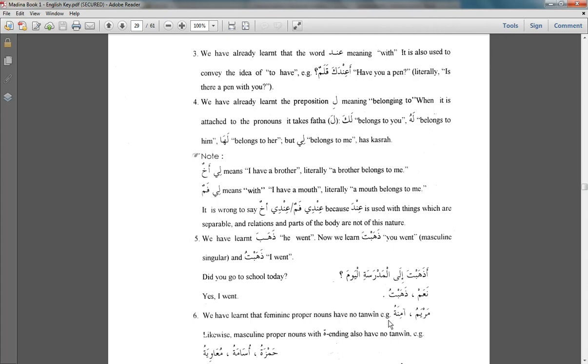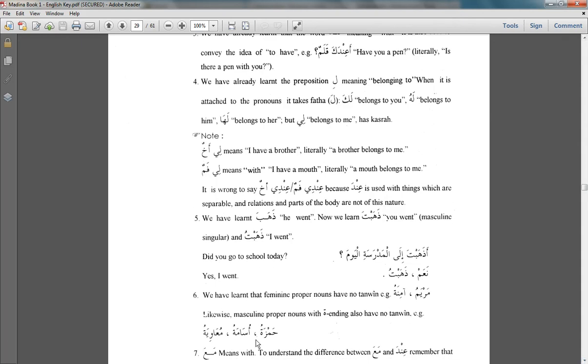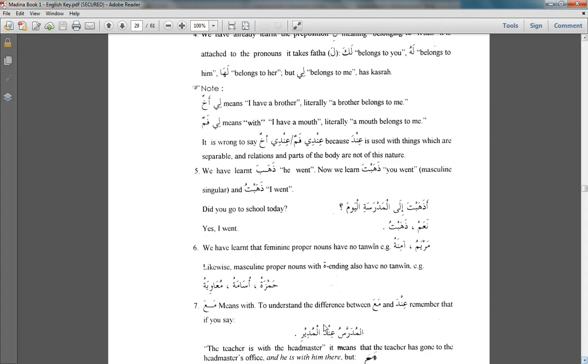We have learned that feminine proper nouns have no tanween, like Maryamu, Aminatu. Likewise, masculine proper nouns with a ta ending also have no tanween. For example, Hamzatu, Usamatu, Muawiyatu. You see that it has a ta marbuta at the end. So these nouns also will not take tanween. In the case of, for example, Zaydun, a normal noun, it takes a tanween. If you put Hamzatu in the same place, you would have to put one haraka there.